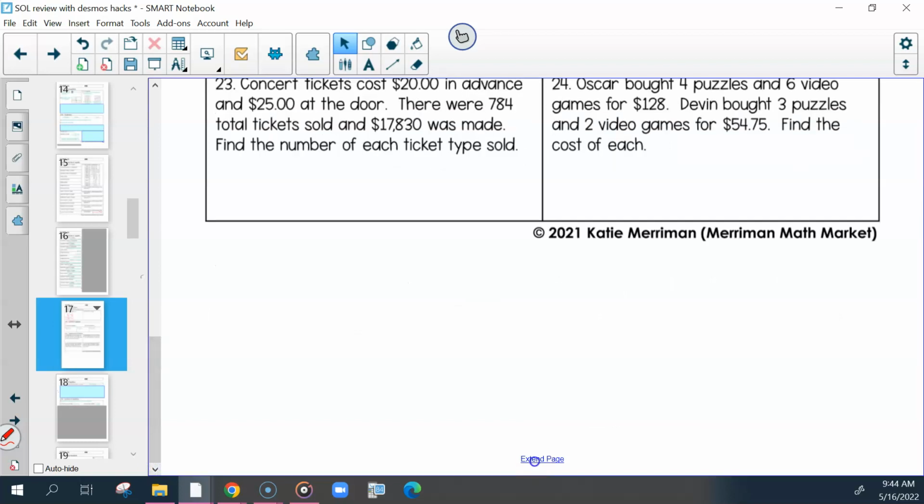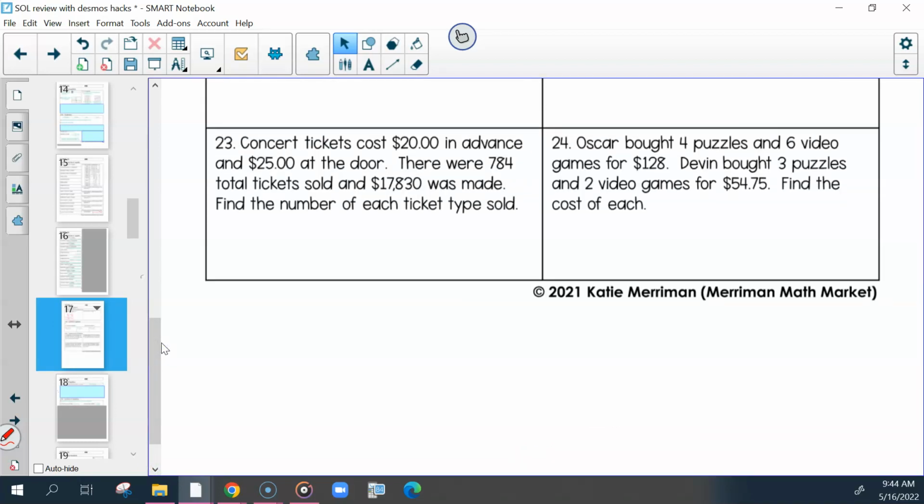With these, you can still use Desmos, but you do have to be able to set up the equations first. If you have word problems that have 6 numbers or 4 numbers, 6 numbers is definitely systems. 4 numbers is either systems or direct variation, but it would say something about direct variation. If it doesn't say that, then it's systems.